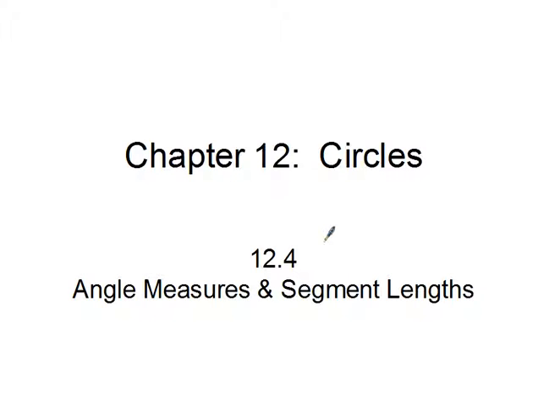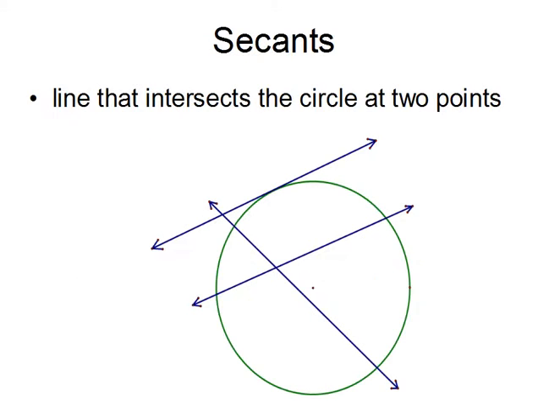Section 12.4, angle measures and segment lengths. So there's a lot of different things we have to find in this. A new term, we have secant lines. These are lines that intersect the circle at 2 points.